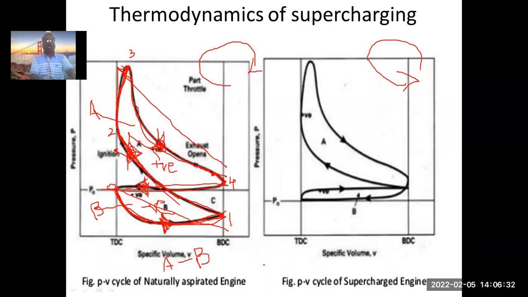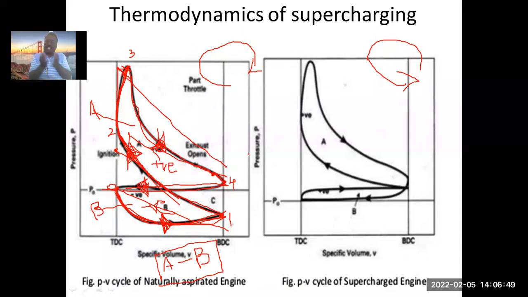And therefore the net power output is A minus B. Now coming to supercharged engines. What do we do in supercharging? We increase the pressure of the air above atmospheric.